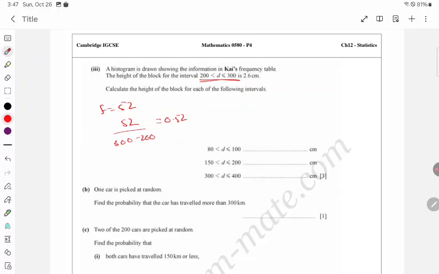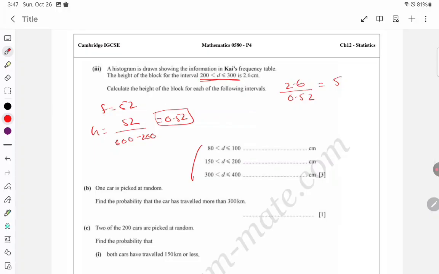So how can we calculate what value we should multiply by to get our height? For that, we simply have 2.6 centimeters divided by 0.52. So we just calculated our multiplier, which is what we have to multiply by in order to get all these three values. The answer will become 5.